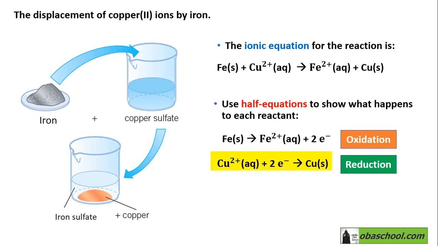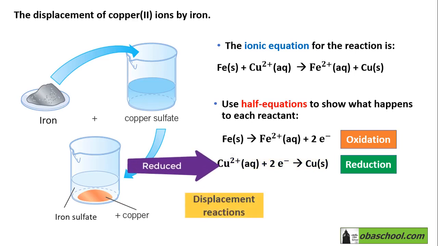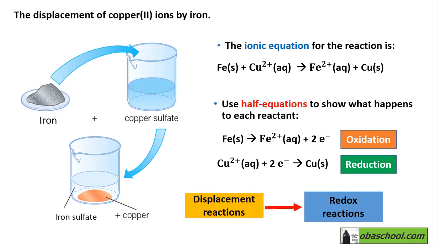This reaction is reduction, and because there was a gain of electrons, the copper ions have been reduced. This is why these displacement reactions are also known as redox reactions, which means they include a reduction equation and an oxidation equation.